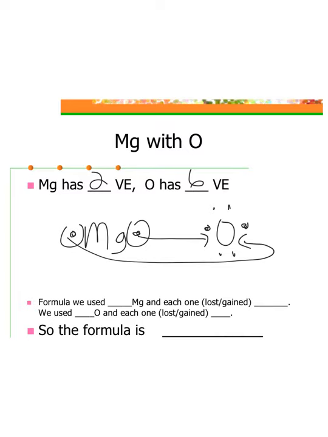So for the formula, we use 1 Mg. And each one lost 2. We use 1 O, and each one gained 2. So our formula here, first we write how many Mg's and how many O's, and if there's just one, we don't write any subscript. So that's what happened here. Mg gets 2 plus, and O gets 2 minus.